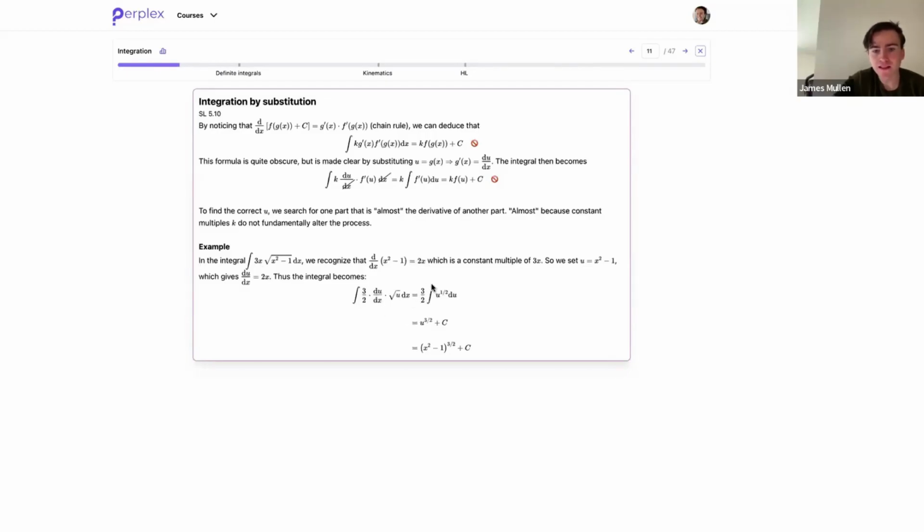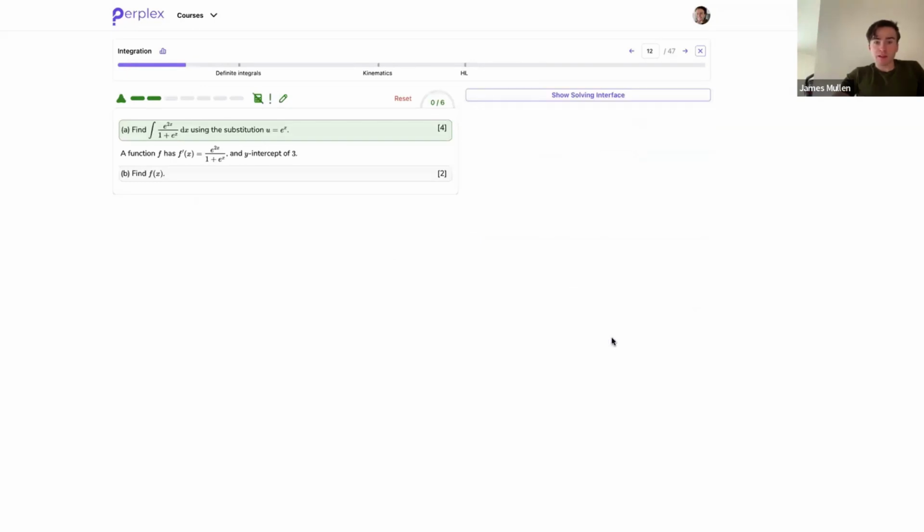And then when I cancel the dx's, it becomes 3 over 2 times the integral of u to the power of 1/2 du. I know what the integral of u to the power 1/2 is. It's u to the 3/2, and that actually cancels the 2/3. I have this 3/2 in front, which is perfect, plus c. And if I put back in x squared minus 1 for u, I find x squared minus 1 to the 3/2 plus c. Okay, first IB style example.